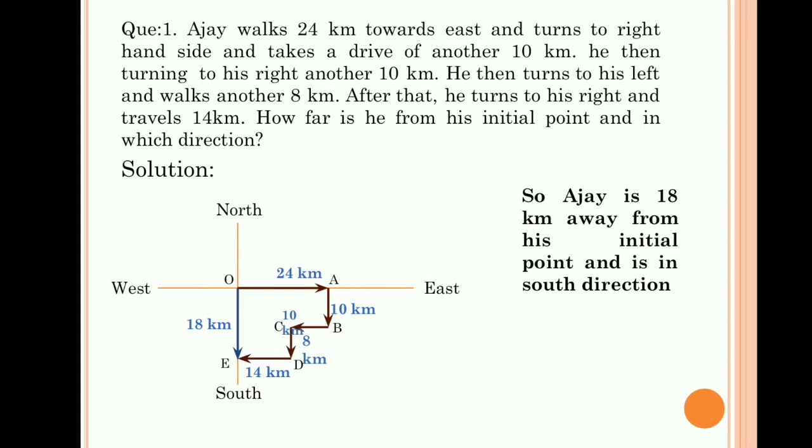So it is asked how far is he from his initial point. If we see, AB is 10 kilometers and CD is 8 kilometers. Total is 18 kilometers. So OE will be 18 kilometers. So Ajay is 18 kilometers away from his initial point, and it is asked in which direction he is. So OE is 18 kilometers and Ajay is facing towards south. So this will be our answer for the question.